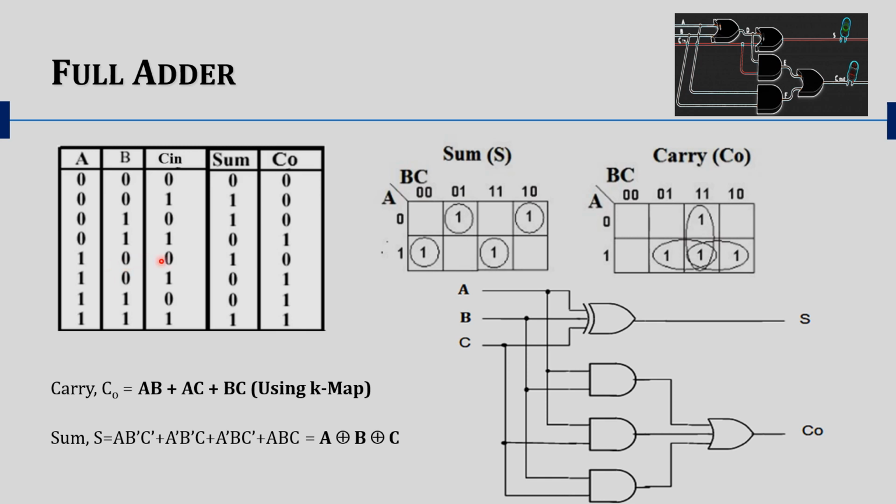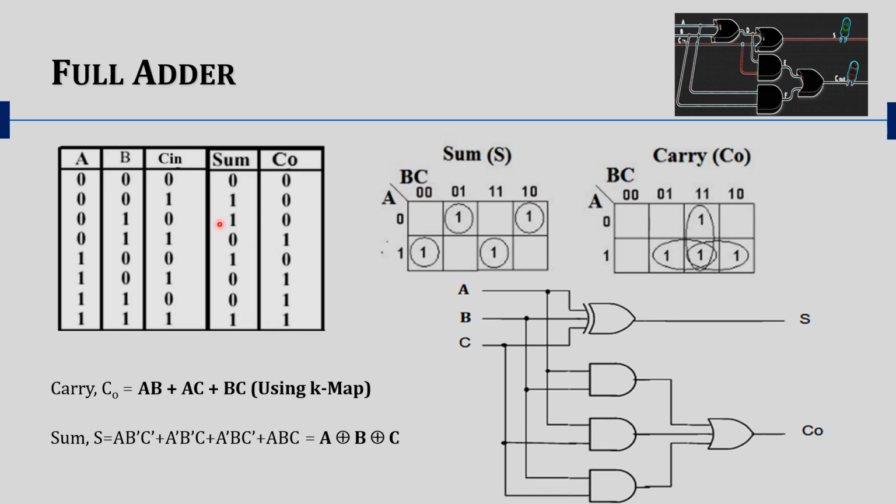1 plus 0 is 1 with the carry 0. 1 plus 0 is 1. 1 plus 1 is 0 with the carry 1. That is 1 0. So 1 0 plus 0, that is 0 with carry 1. 1 plus 1 is 0 with carry 1. So to that 0 we are adding this 1, so we'll be getting 1 with carry 1.